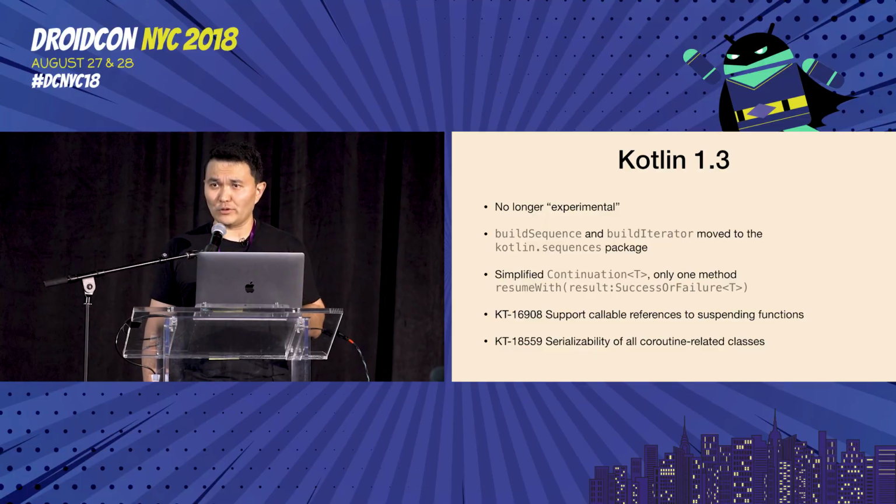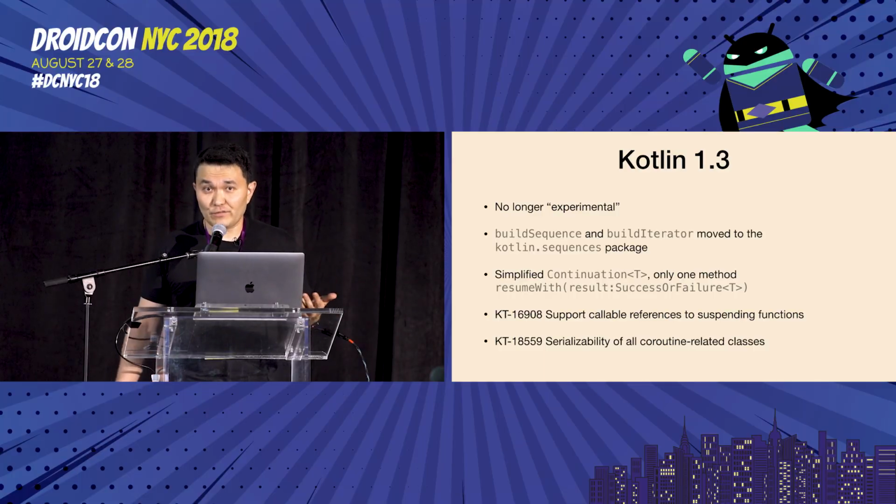When 1.3 is finalized, a couple of things will change. There are a few improvements. One of the results is that build sequence and build iterator now graduate to the Kotlin sequences package. So now the coroutines are considered just another feature of the language. It's not an experimental add-on. Simplified continuation is something that I alluded to earlier that is potentially going to make a lot of APIs significantly cleaner. And there are a couple of other fixes to the language, being able to use function references and to be able to serialize coroutines.